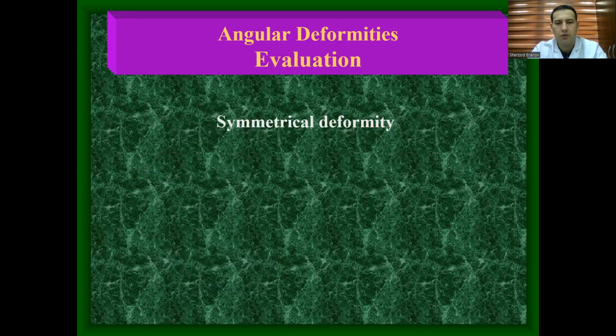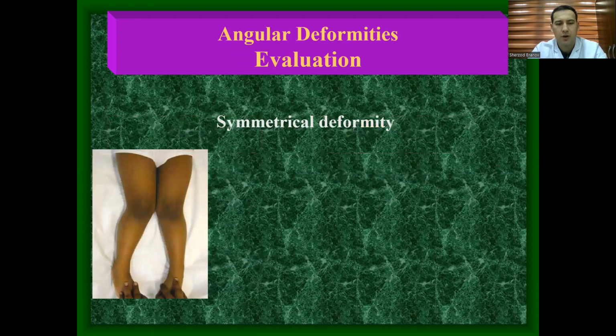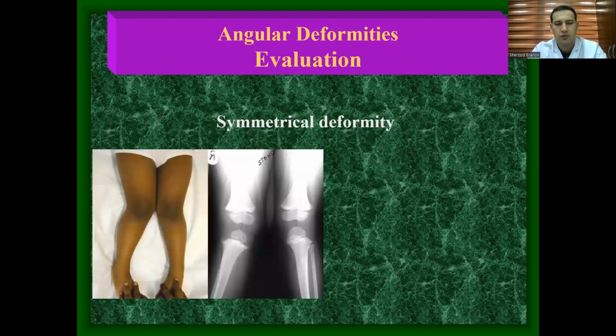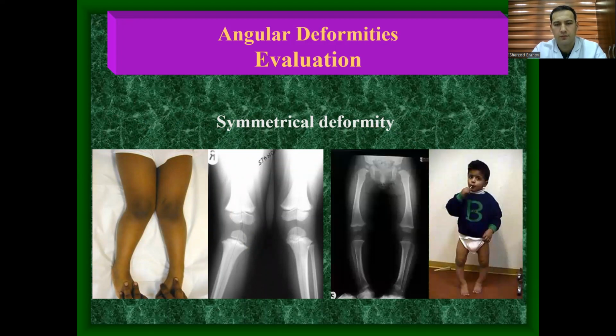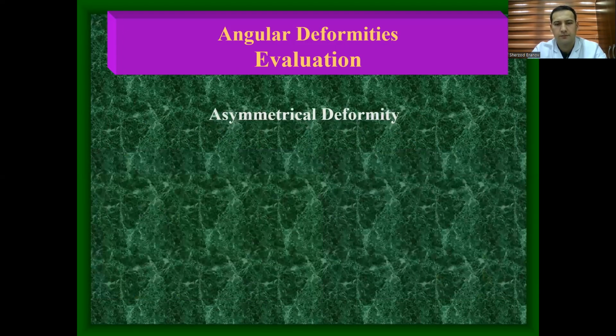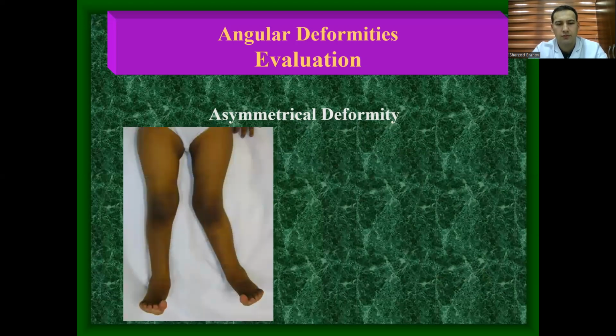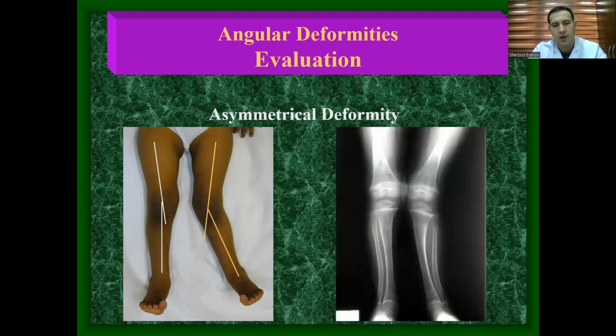Angular deformities evaluation, symmetrical deformity. First picture is like this, second picture, third picture is a baby, and the last one is an X-ray. Asymmetrical deformities: first picture, and second picture is an X-ray.